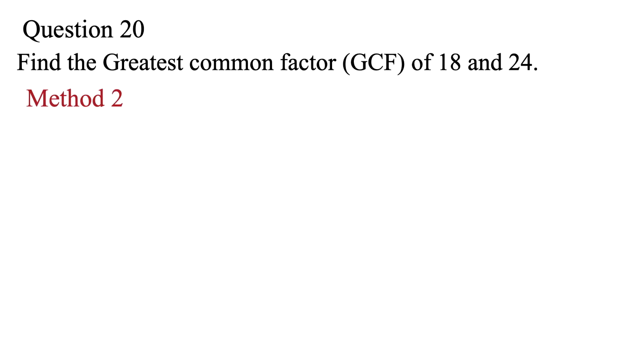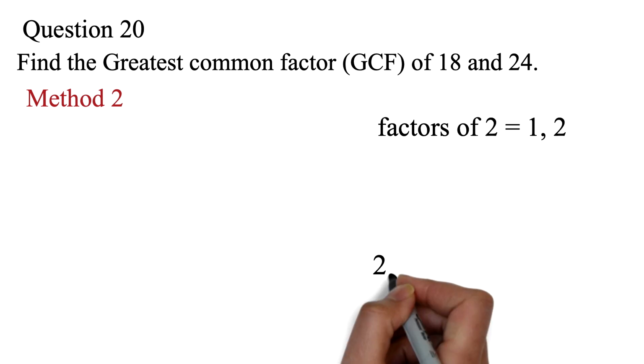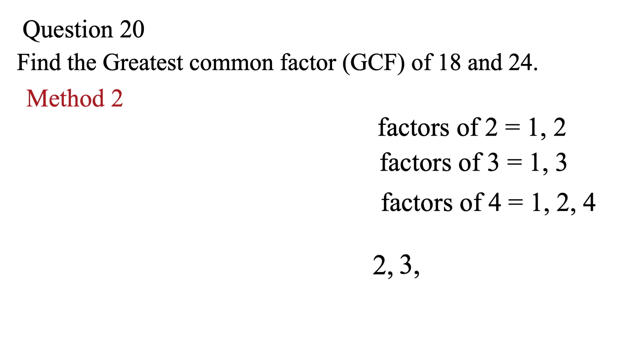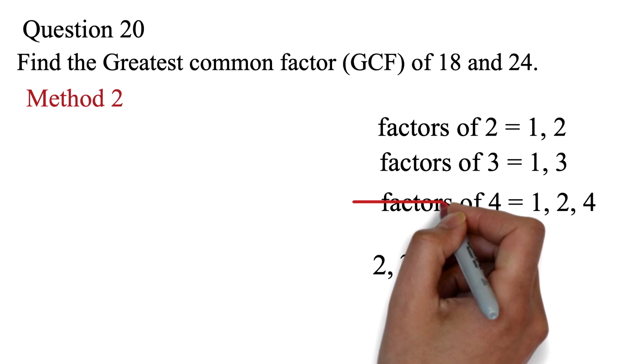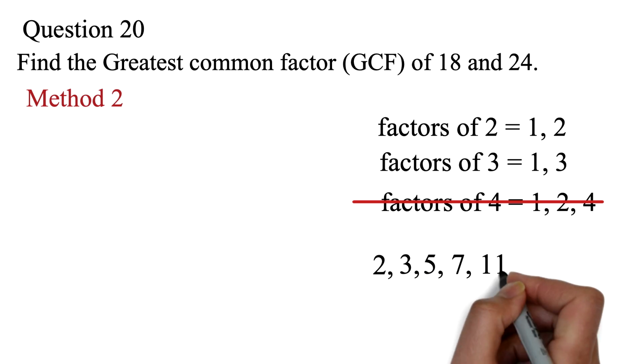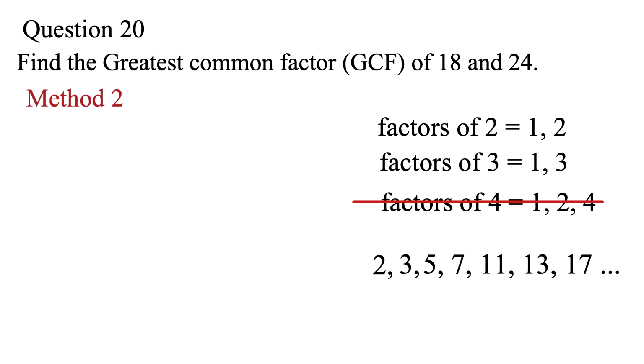Method 2. For this method, we will use prime factorization. A prime number is a number greater than 1 with only 2 factors, themselves and 1. Examples. The factors of 2 are 1 and 2 itself, so 2 is a prime number. The factors of 3 are 1 and 3 itself, so 3 is a prime number. The factors of 4 are 1, 2, and 4. Since this has more than 2 factors, it is not a prime number. Other prime numbers are 5, 7, 11, 13, 17, and so on.